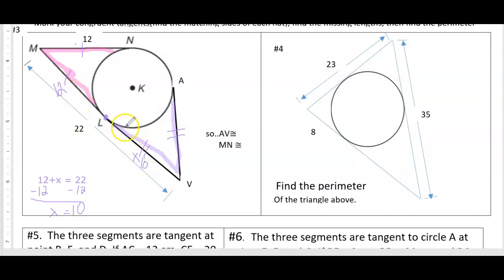Let's check it. 12 plus 10, that equals 22. See how they are not the same? You don't just divide it in half. You have to subtract to see how much more you need to make 22. Go ahead. Let's try number 4.